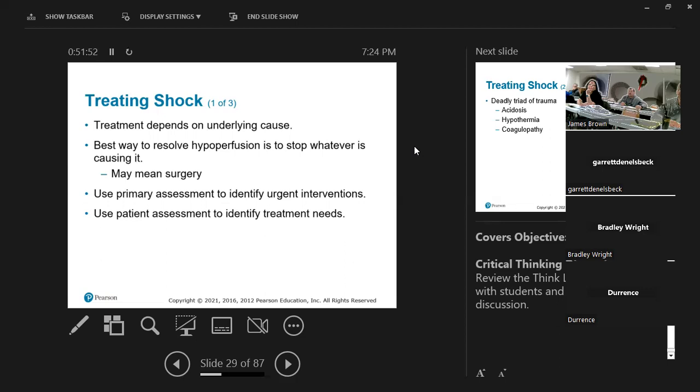So, pretty easy. Use your primary assessment to identify urgent interventions. So obviously, control any hemorrhages. And then identify what other treatment is needed. Do I need to start getting ALS there to bump pressures up? Things like that.